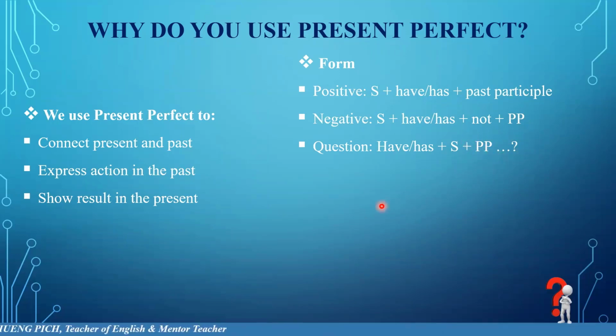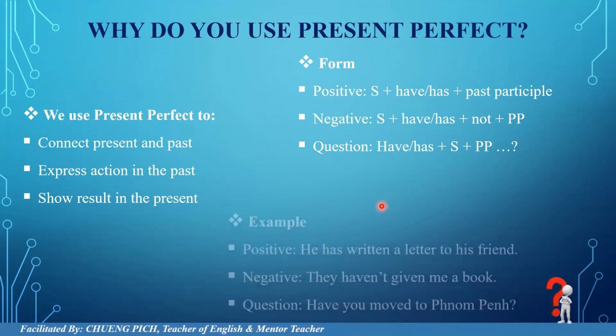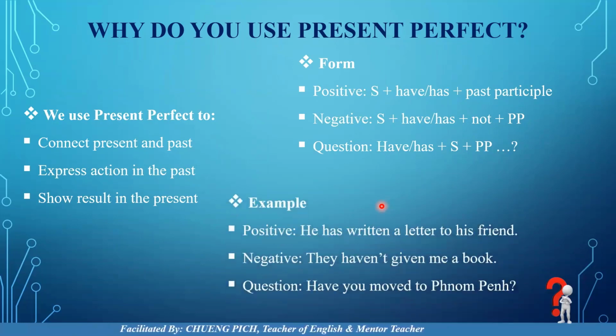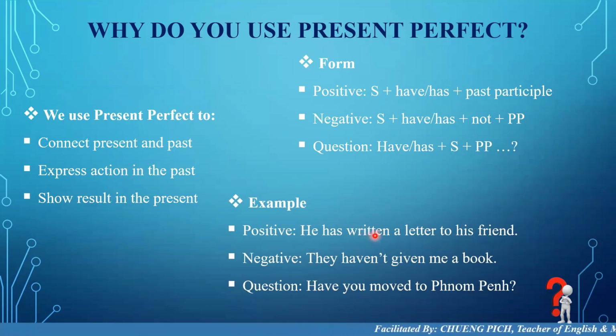Okay, so without further ado, please take a look at the examples I provided for you here. So positive: he has written a letter to his friend. So you can compare this one, subject he and has here. According to subject he, we use has, and for the past participle we use written. We don't use write, or we don't use writing. We don't use wrote, we use written, which is the past participle here.